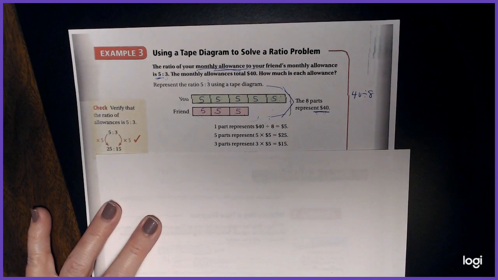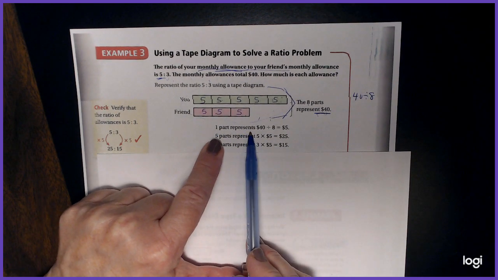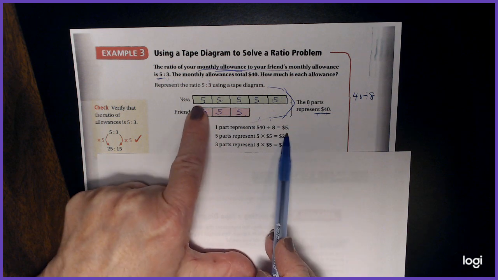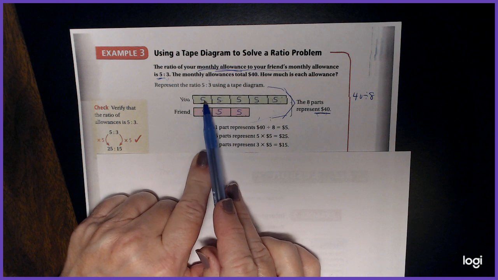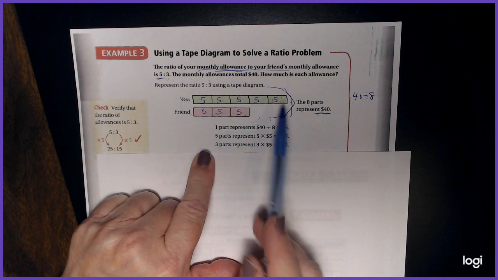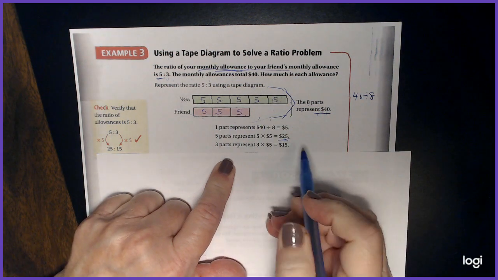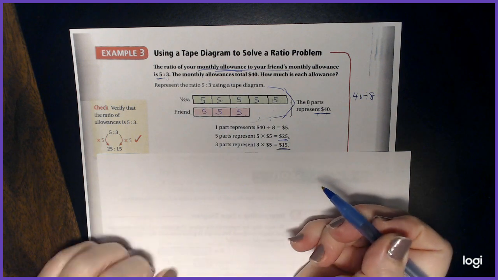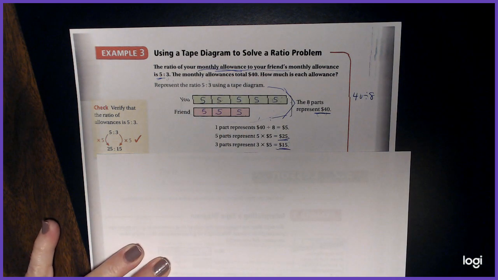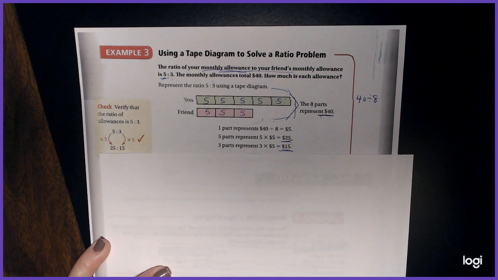And if I look down here now, one part represents 40 divided by 8, which was $5 in each box. The 5 parts, which is you, 5, 10, 15, 20, 25, you have $25, and your friend has a total of 15. So our tape diagram can help us solve our problems.